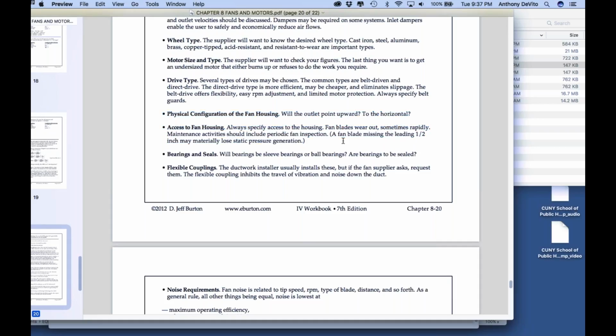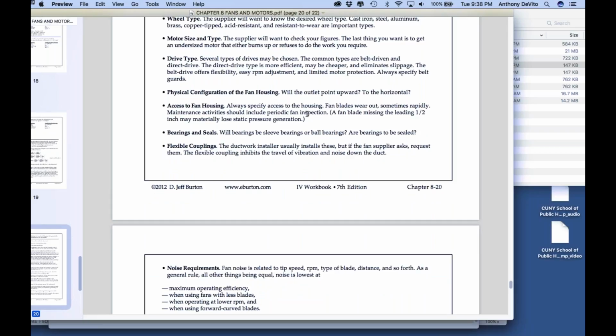Do you want it to point out because you need to go out that direction before you turn up to go outside of the building, or do you want it to go straight up because you're going to place the fan somewhere where you can go straight up out of the building? Physical access to the fan housing. Depending on what kind of material you're going to have and how long you expect this to last, you may want to be able to service this thing.